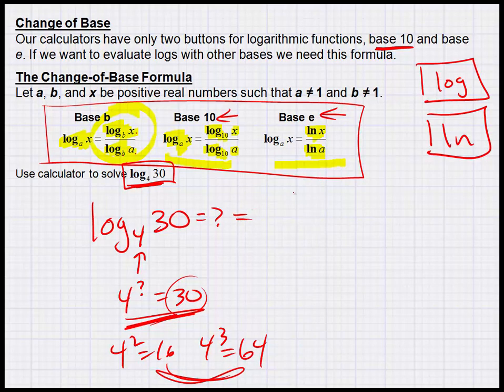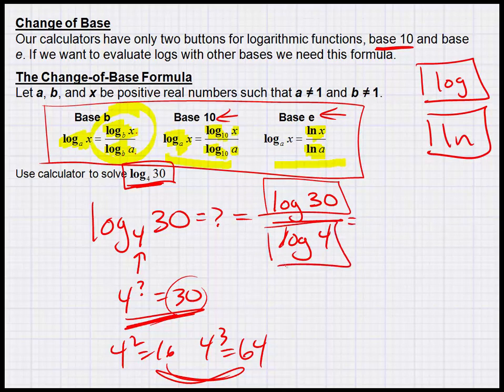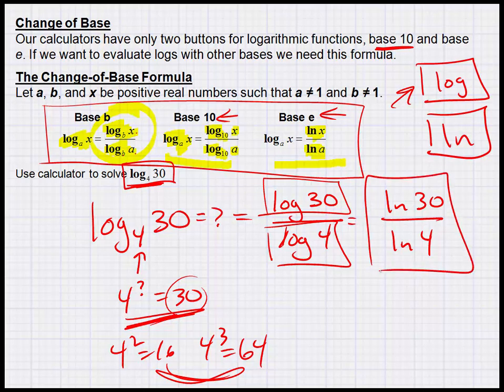So I'm going to rewrite this as log of 30 divided by log of 4, and these are base 10s. So I'm going to use my calculator. This is how I would plug it into my calculator: log 30 divided by log 4 using the base 10 log button. Or I can use the natural log button, log 30 over log 4 with natural logs. That would also work, and that'll give me the answer for log base 4 of 30. Now you'll never get the exact answer, but you will get a better answer than just guessing.